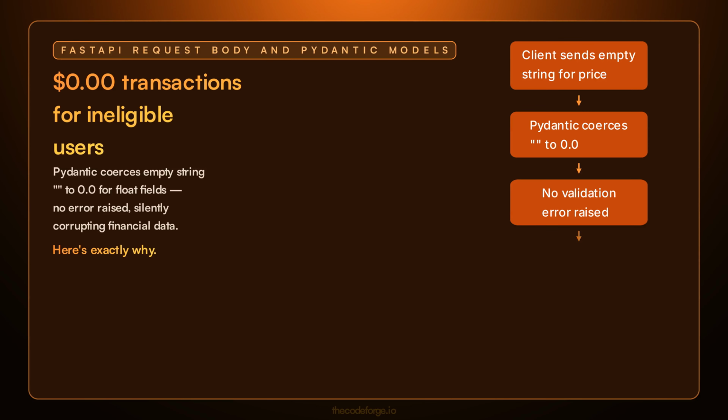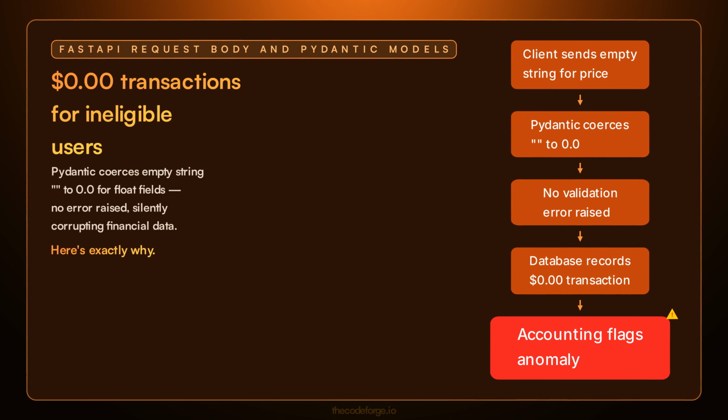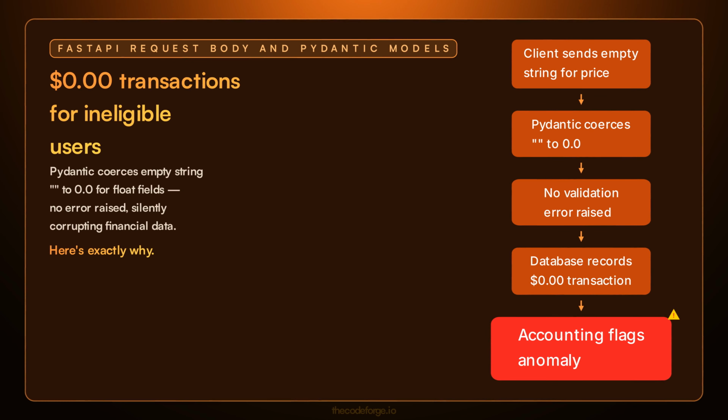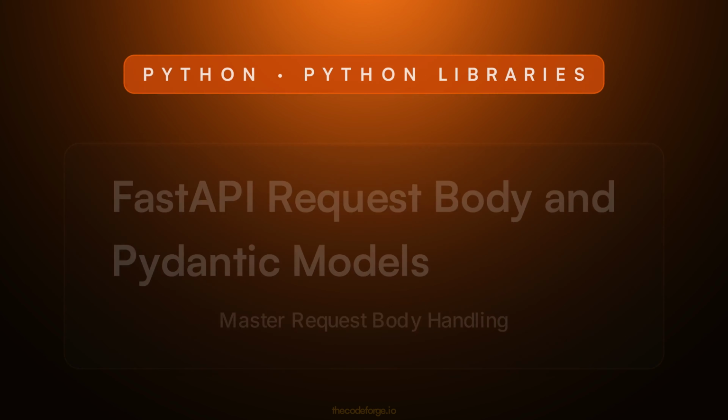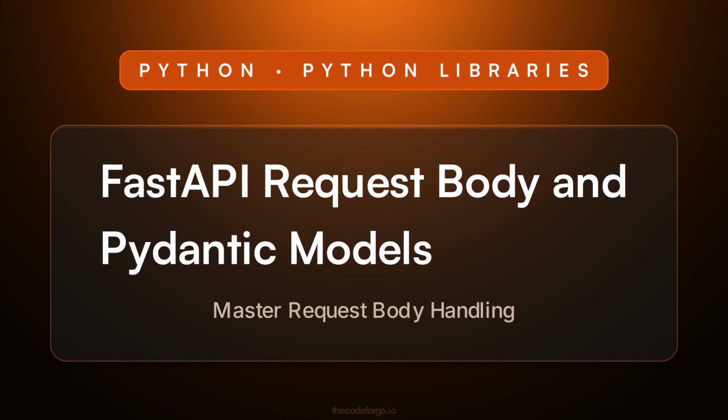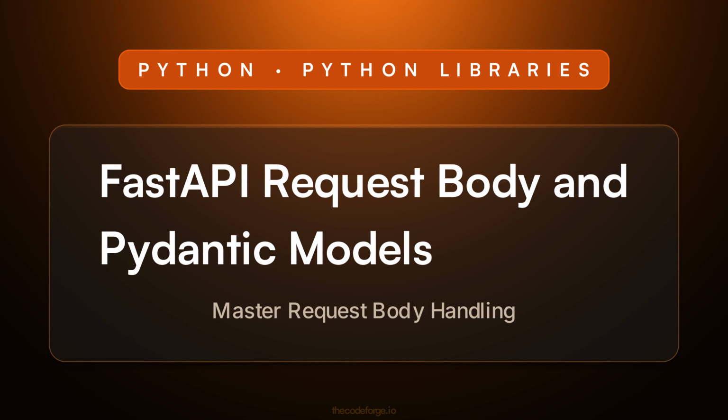Production database accumulated $0 transactions for ineligible users. The root cause: Pydantic silently coerces empty strings to 0 for float fields. Let's break down FastAPI request body and Pydantic models, how it works, and the exact mistake behind that failure.